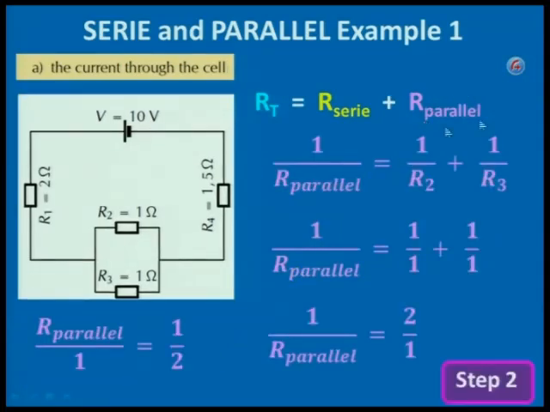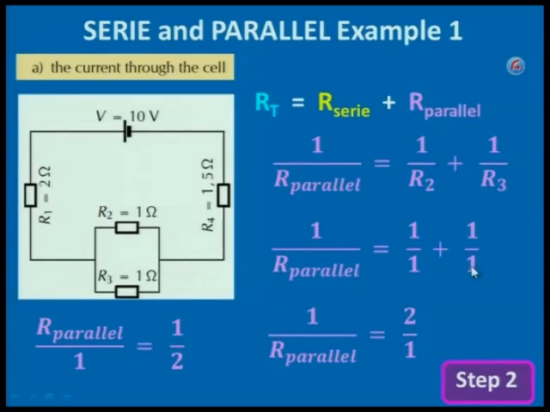Now we have to calculate the resistors in parallel. So 1 over the resistance in parallel equals 1 over R2, which is given, plus 1 over R3, which is also given in the question. So let's substitute the values. R2 is 1 ohm. R3 is 1 ohm.